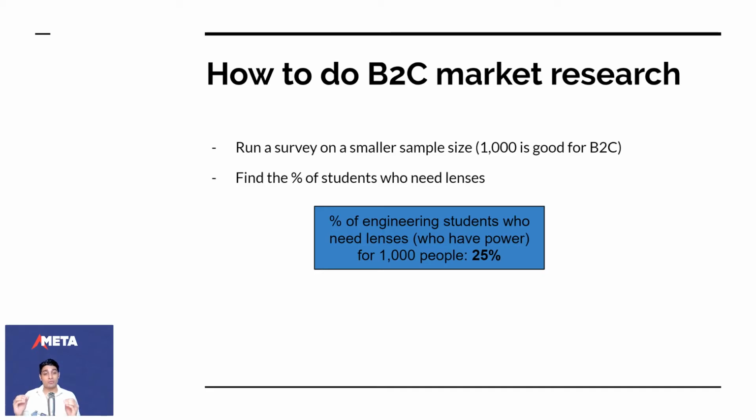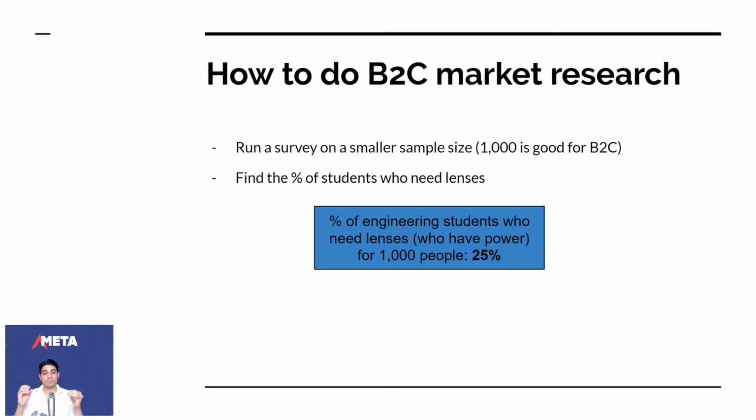So you find the number of students who need lenses. Say you printed out a piece of paper asking, do you need glasses? And you handed it out to 1,000 random people in an engineering college. Obviously, you have to blind this. You can't go specifically to people who already have glasses, because then you know what the answer is. That's why an online survey works very well for cases like this.